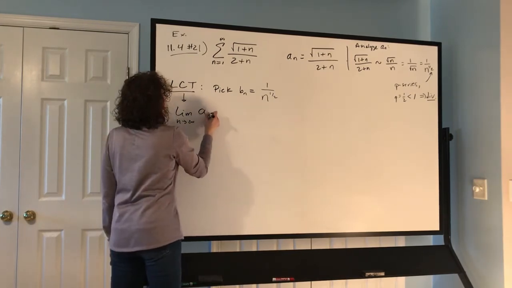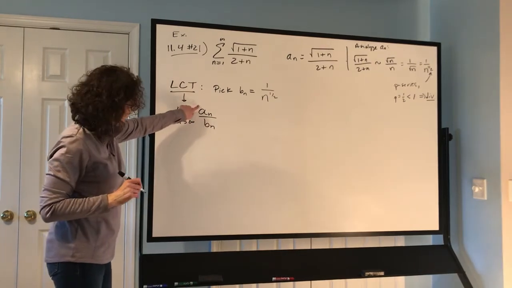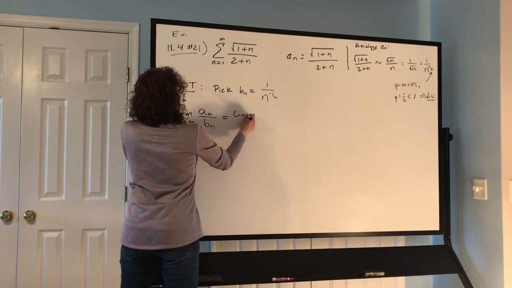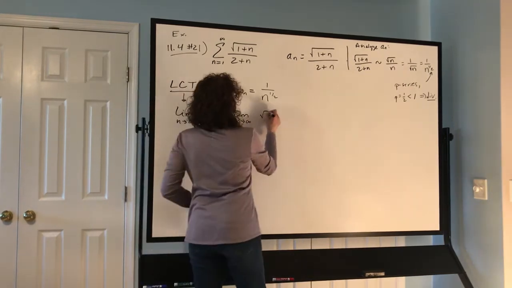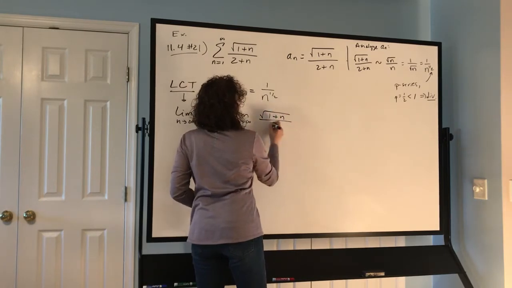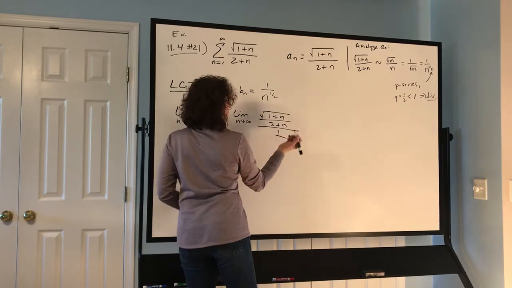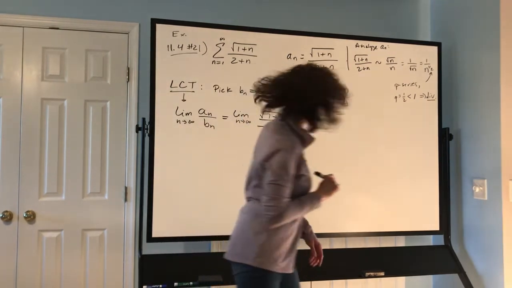And what am I comparing? An over Bn. An is the series I don't know anything about. Bn is the guy I picked. Limit as n goes to infinity. What is An for us? Square root of 1 plus n over 2 plus n. What is Bn? 1 over the square root of n. Yeah?